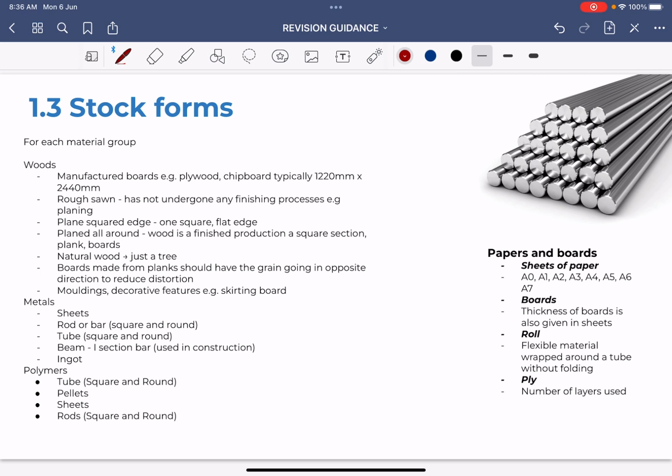Okay, the next one, stock forms. So you might get questions come up in any exam which say, explain the benefits of stock forms to the manufacturer, or something like that, or give a few benefits. So for stock forms, the first thing is we need to know what are the typical stock forms for each material group. That's always a good thing to do. And knowing the actual technical names, so things like rough sawn, plain square edge, plain all round, and then with the metal, it's got sheets, rods and bars, tubes, beams, ingots. Polymers have tube, pellets, sheets, and rods.